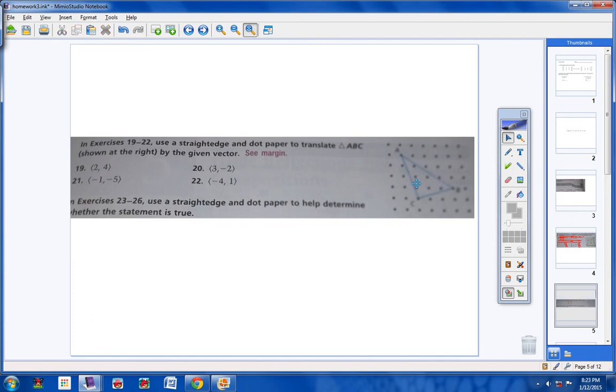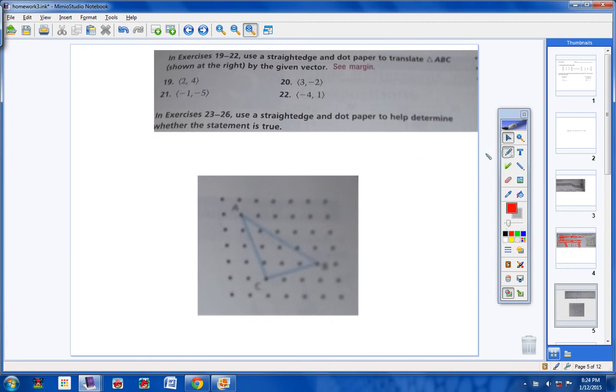Okay, students, I think that'll be a little easier to use. Okay, here we go. We're going to translate this triangle positive 2, positive 4, so over 2, 1, 2, up 4, 1, 2, 3, 4. So there's point A. Point C would be positive 2, 1, 2, up 4, 1, 2, 3, 4. So here's point C right here. And then point B would be positive 2, 1, 2, over 4, 1, 2, 3, 4. So there's point B right there.